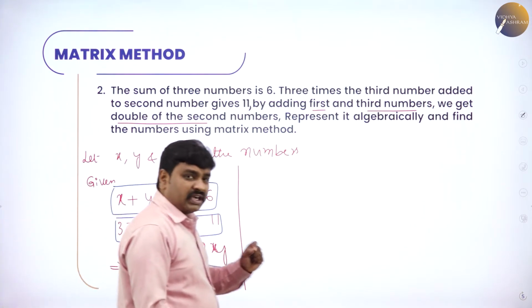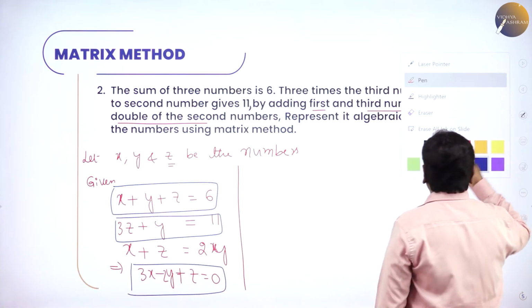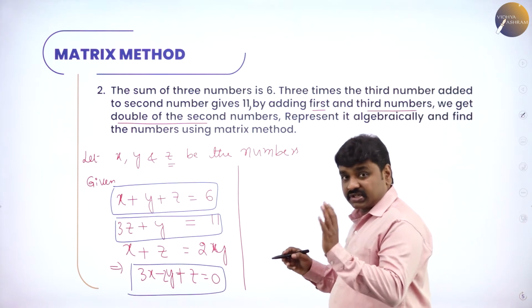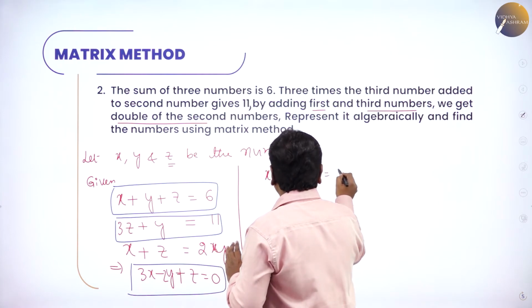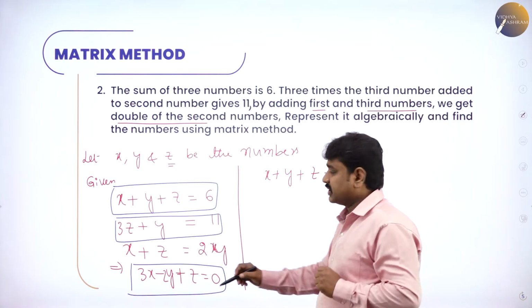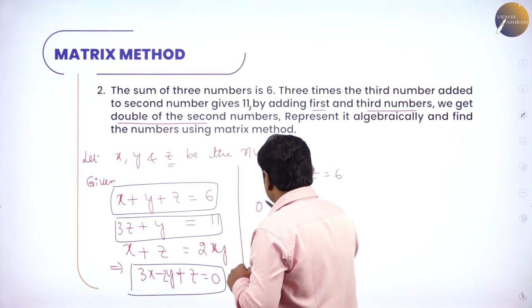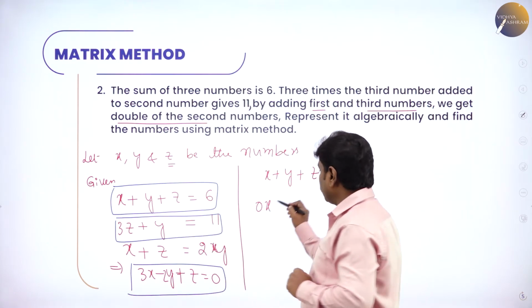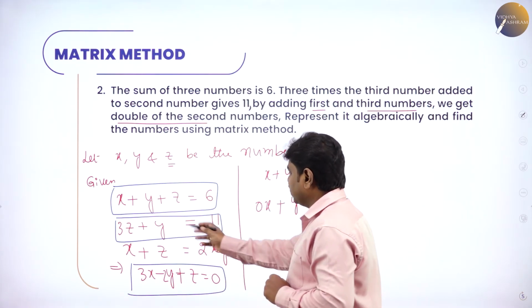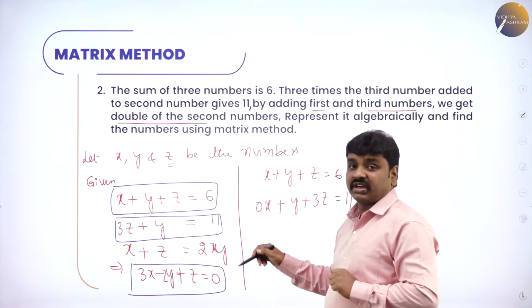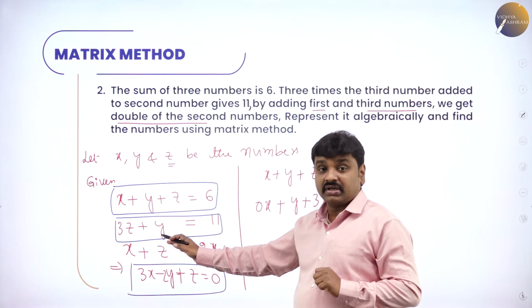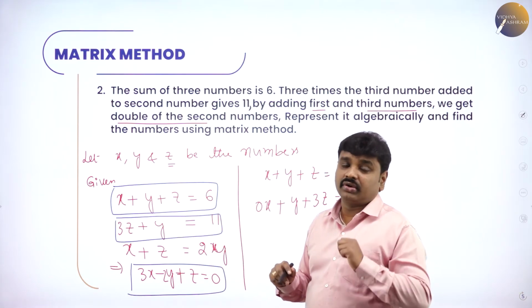So now matrix method means what? Write the coefficient matrix. So first rewrite the equations. Can I write x plus y plus z equal to 6? And the second equation does not have x. So 0x. It has y. What is y? 1y. Rearrange. First you write y, then 3 times z, 3z is equal to 11. Students will fail here. They don't rearrange. They'll directly take coefficients. Then it will be wrong.